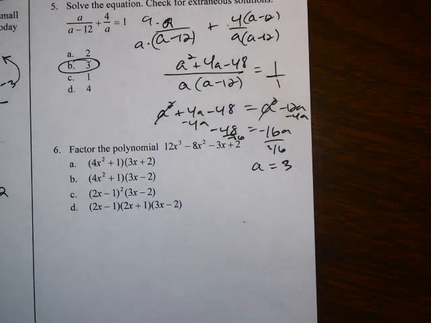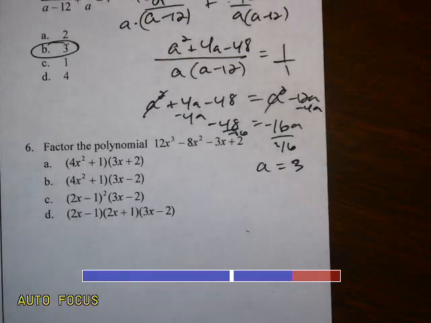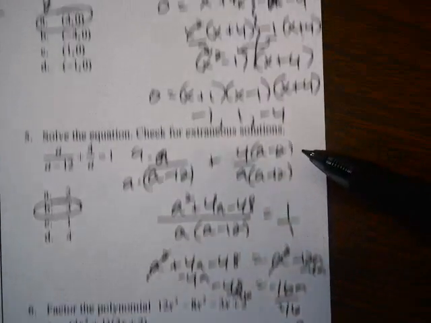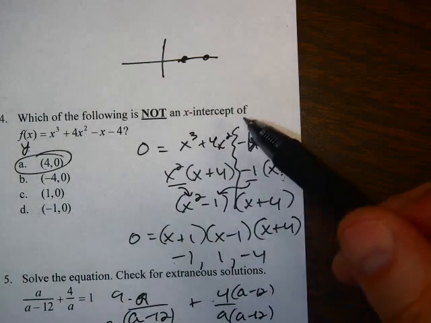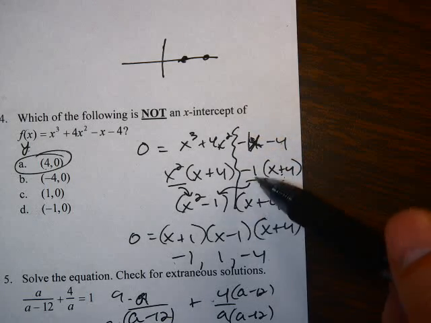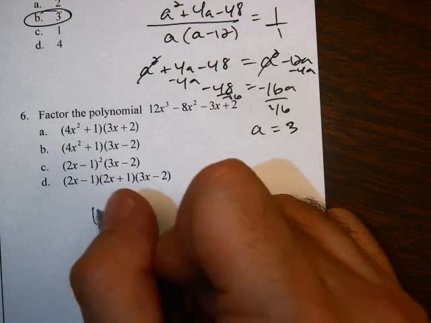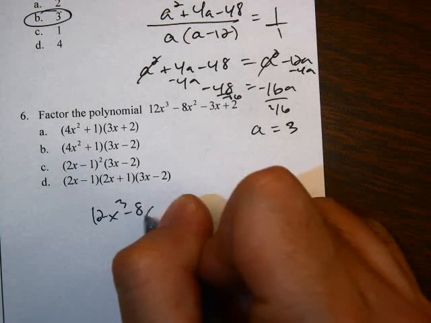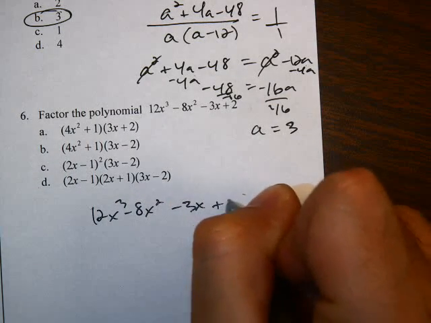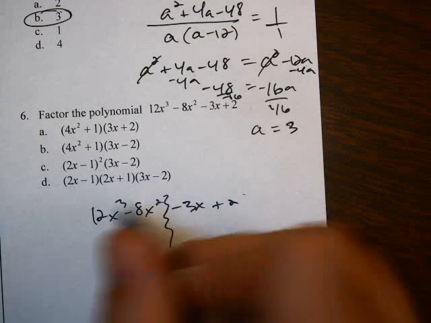Number 6, the last one, factor the polynomial. Now if you remember before on number 4, I drew a line down the middle and tried to do the grouping. I'm going to try that here as well. So I'm going to start with 12x cubed minus 8x squared minus 3x plus 2, with a line down the middle.